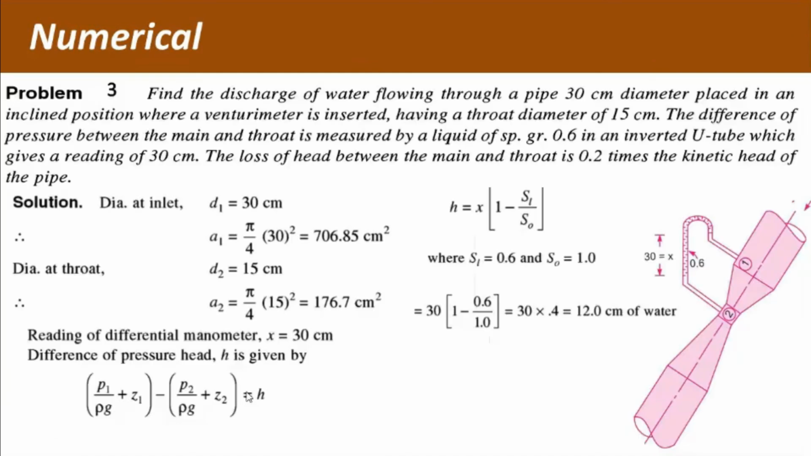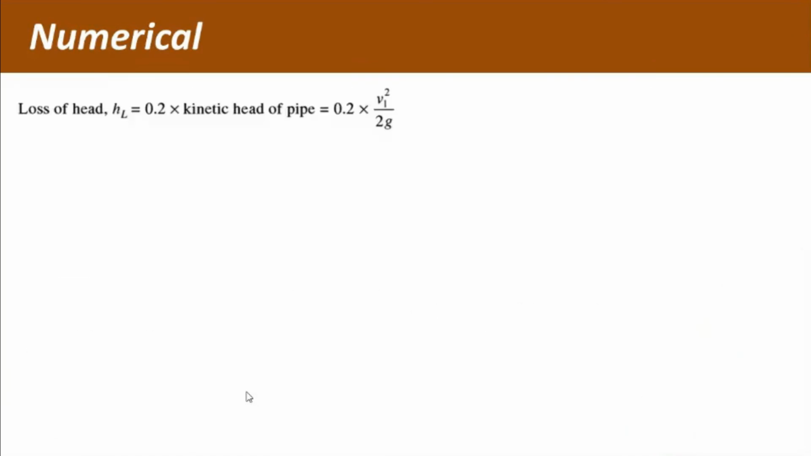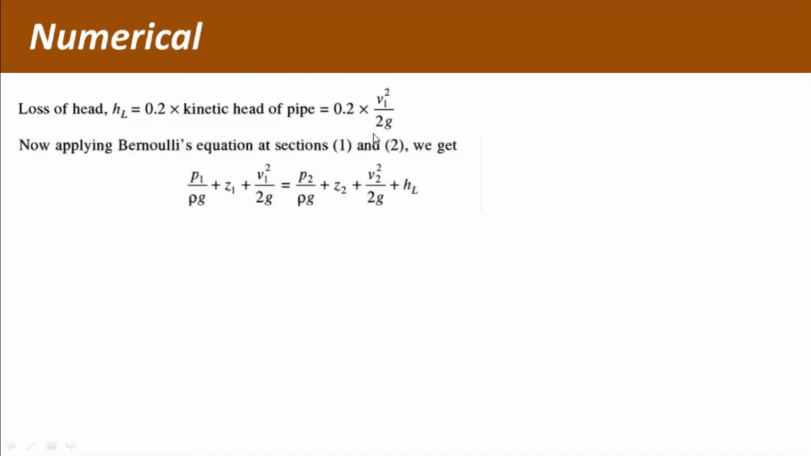Okay, after that, yeah, also loss of head is given. So loss of head is 0.2 into kinetic head of pipe. So 0.2 into पाइप बोला है. ओके, सो पाइप का वेलोसिटी लेना है v1 square by 2g. ओके, so now we will apply the Bernoulli's theorem between 1 and 2.